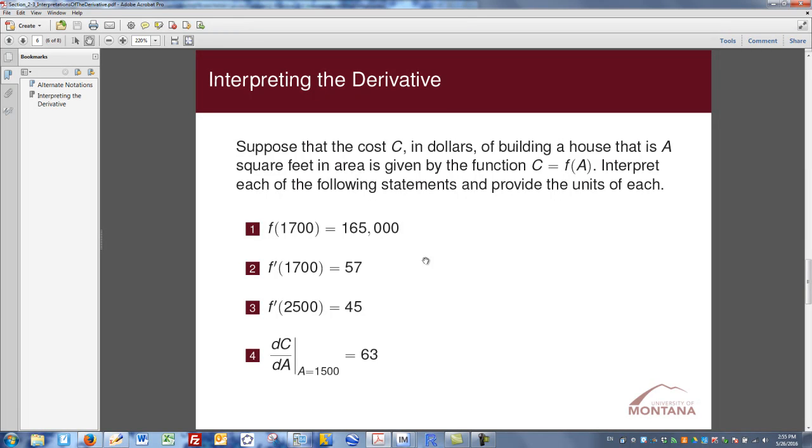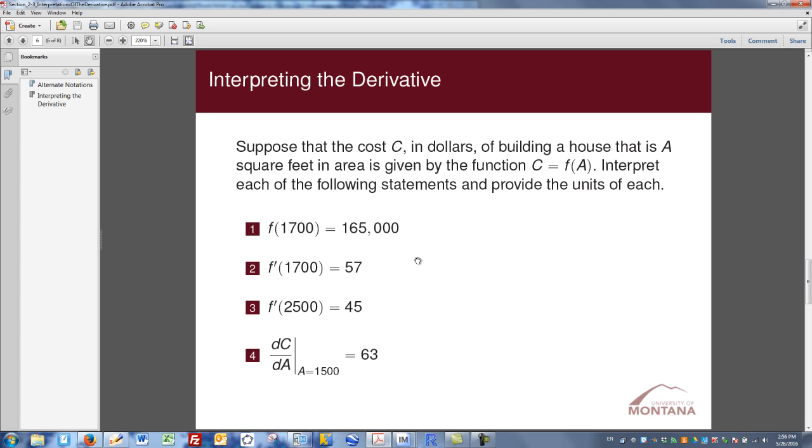So let's suppose that the cost in dollars of building a house that is a square feet in area is given by some function, C equals f of a. Interpret each of the following statements and provide the units of each. So let's think a little bit about what we have here. The cost in dollars building a house, so how much it costs to build a house. It's a function of how many square feet. You know, how big the house is should drive up cost. I would assume that this is an increasing function. I guess we'll find out. And then we'll interpret each of the following statements and provide the units.